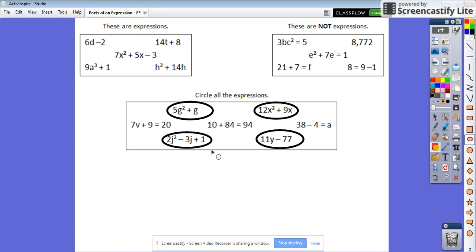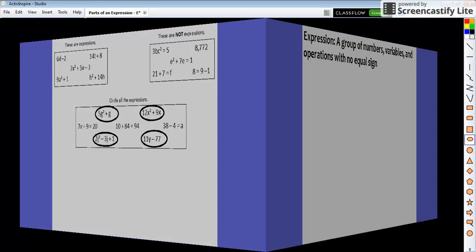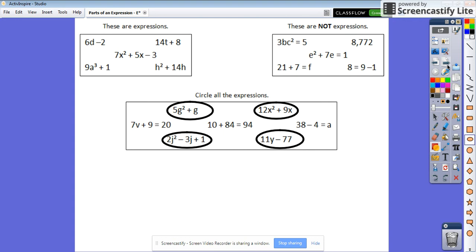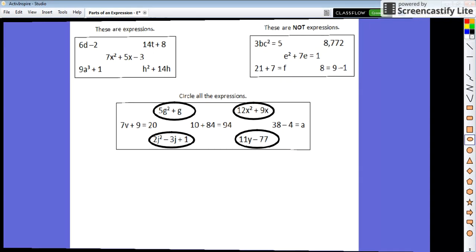But what you should notice is they do not have an equal sign. So the ones in the middle have an equal sign and an answer on the other side, whereas an expression is just terms, but no equal sign and an expression on the other side. Make sure that you have those circled. Go ahead and circle those and make sure you have all 4 of those circled.